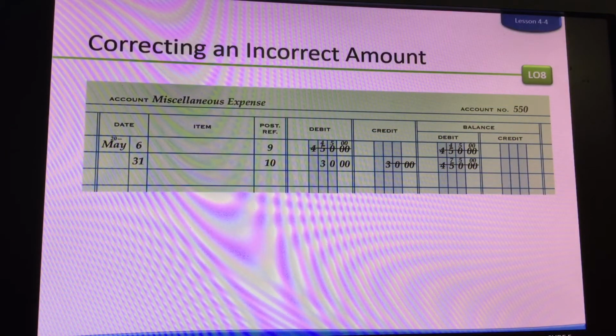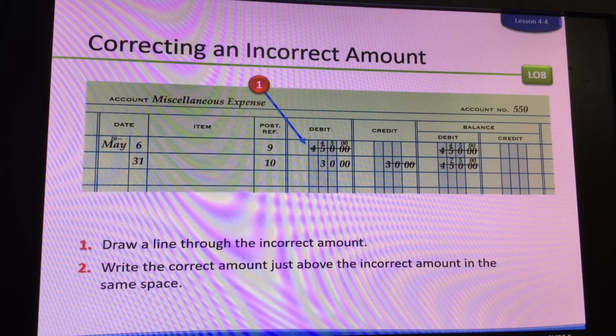So what happens when I just write a wrong number? I add a 0, possibly invert the numbers, or what happens when I meant to make a debit transaction but I put a credit transaction, or vice versa. Same idea. You're going to draw a line through the incorrect amount, and you're going to write the correct amount just above it in the same space provided, but smaller. And then, of course, recalculate the correct balance.